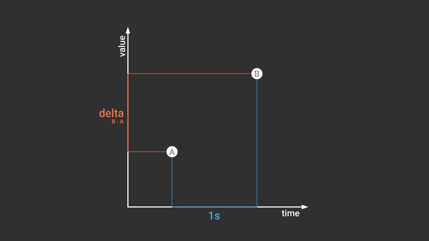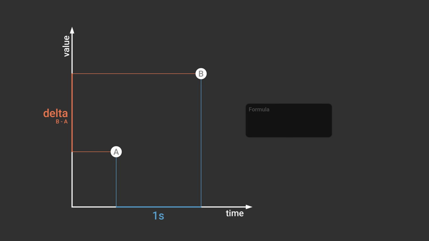Let's now calculate the transition value, which we'll call C. To move C from A to B in 1 second, it needs to start at A and cover the difference between A and B. At any given time t, the value of C can be calculated with this formula. At t equals 0, C equals A, and at t equals 1, C equals B.